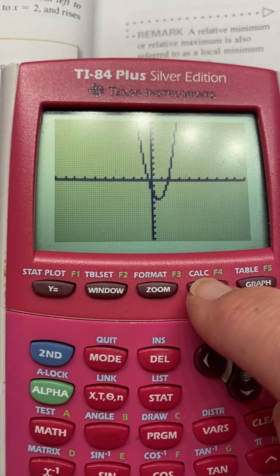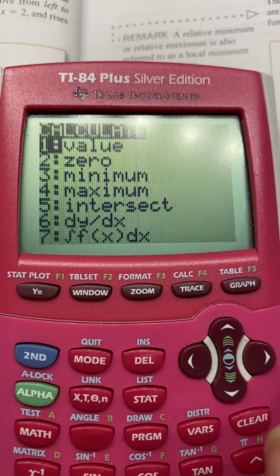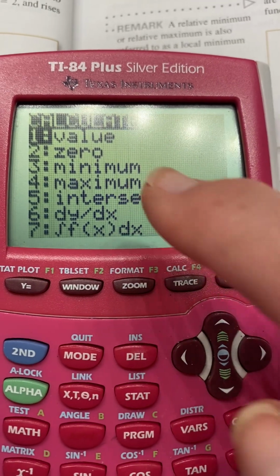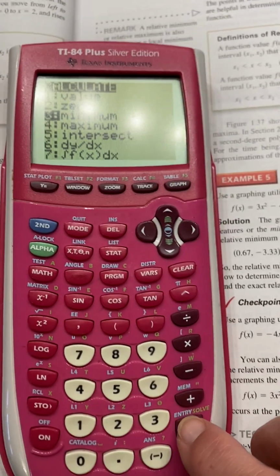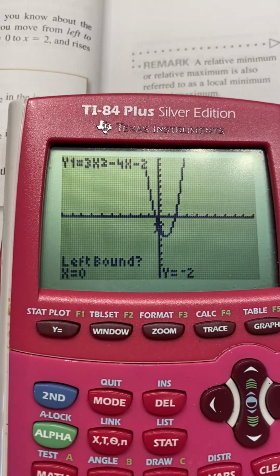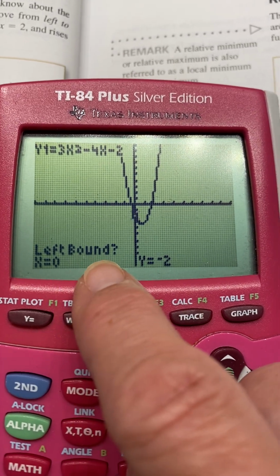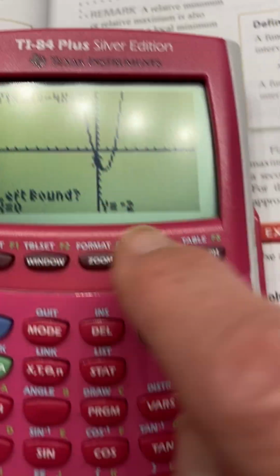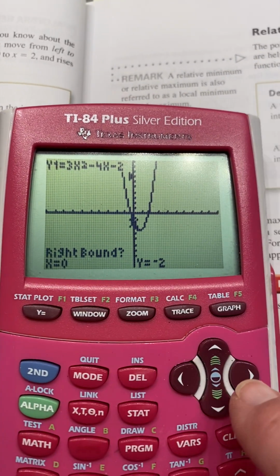We're going to use the calculate. So whenever you go up there, you have to do second calculate. And I want to calculate the minimum. So use your cursor to go down to minimum, enter. And you see where the little cursor is here? And they say, hey, am I on the left of the min? And I'm going to go, yep. And then it says, take me over to the right side.